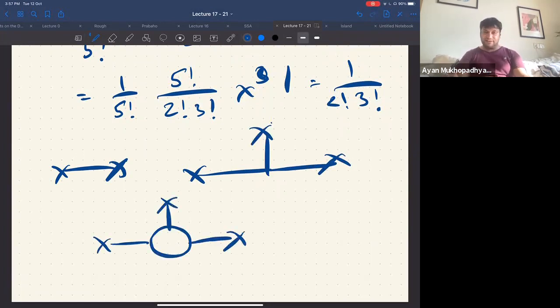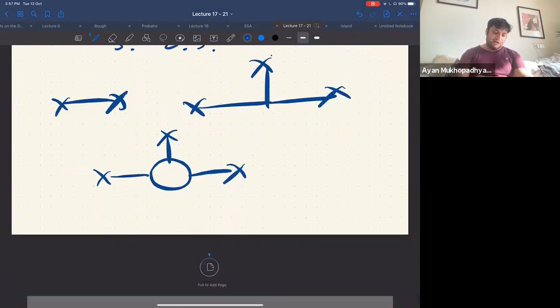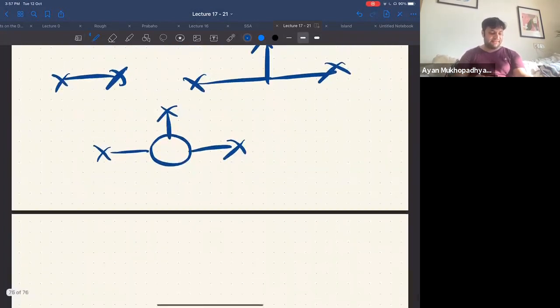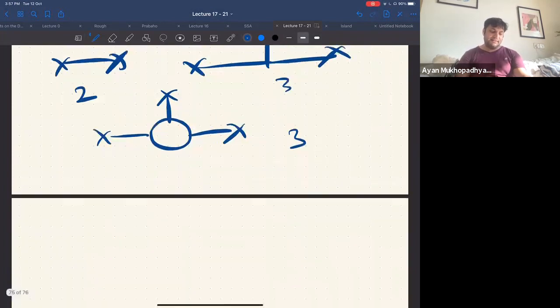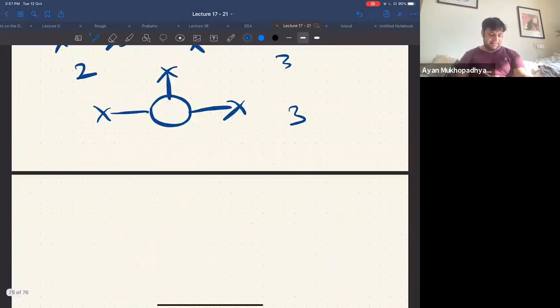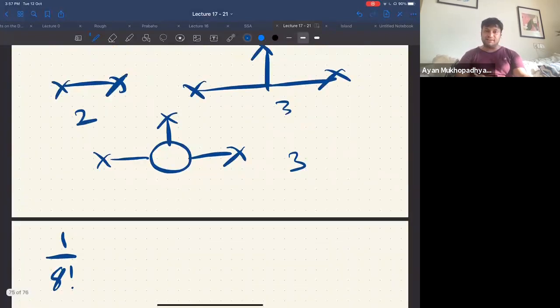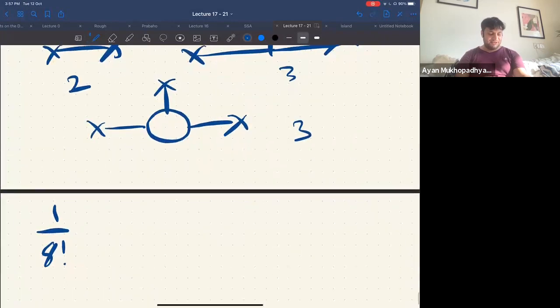Okay, so there are 3 different diagrams again. And now we have how many vertices? We have 2 plus 3 plus 3, 8 vertices. So then I should have 1 over factorial 8. And then I have to choose 2 of them here, right? If I choose 2 of them here, I will get 8C2.